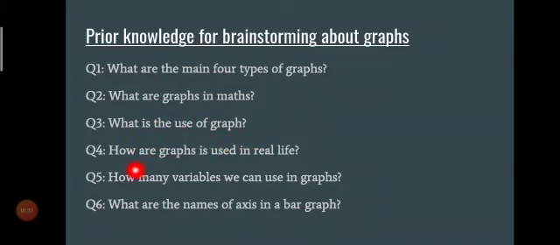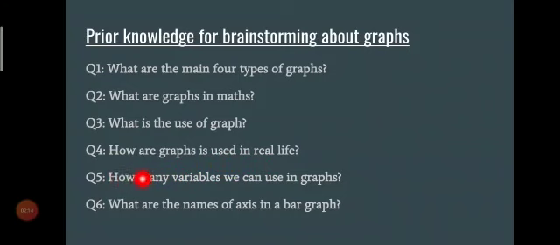Question number 4. How is a graph used in real life? In real life, a graph is used in many ways, especially for the comparison of time, distance, measurements, height, weight, number of boys and girls in a school, number of cars in a park. We can make a comparison of anything in a graph, and we use these things in real life.